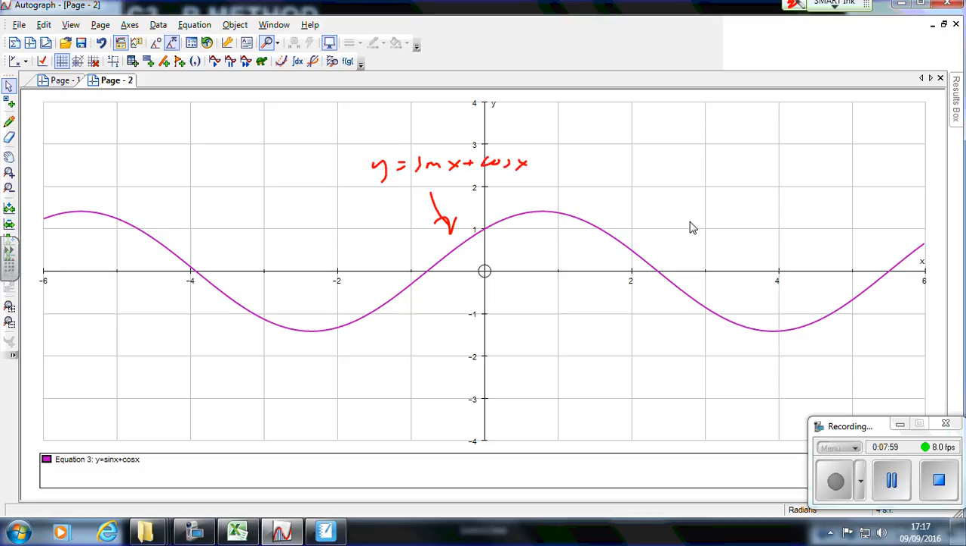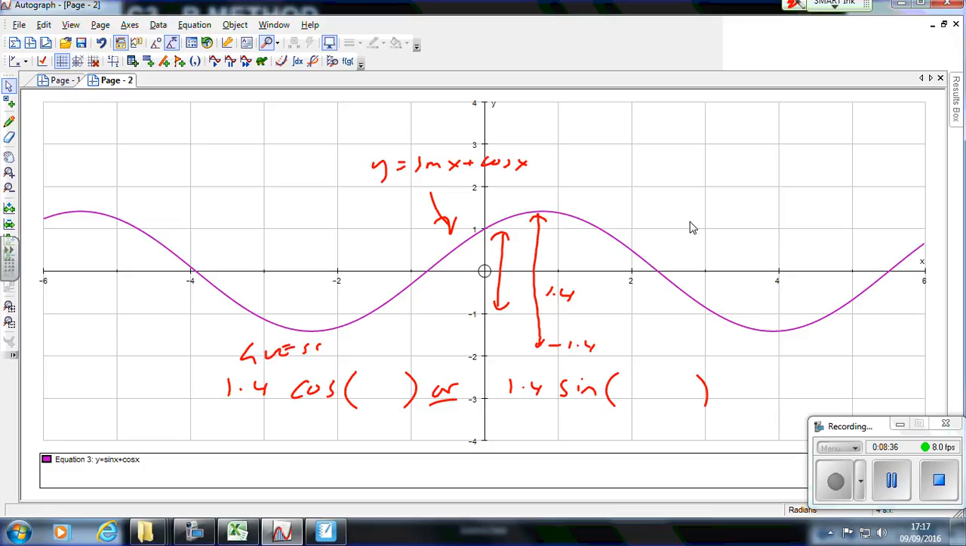Surely we can see that this graph looks a lot like cos, doesn't it? Or sine. Doesn't matter, because cos and sine are just a translation of each other anyway. They look like cos and sine, except they look a little bit different, don't they? They look a bit bigger. Cos and sine normally go between 1 and minus 1, but this is going between about 1.4 and minus 1.4. So the graph of cos or sine has been stretched by 1.4, roughly. So I'm making a guess at the moment of what these things look like, and I'm just going to focus on this bit for now.